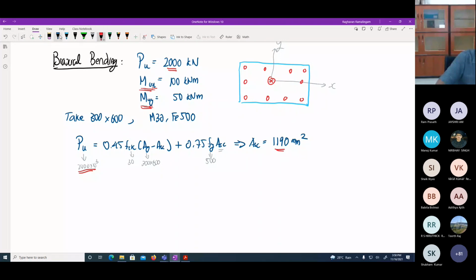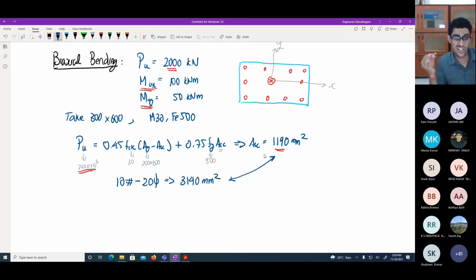So I'll probably say, let me give 10 bars. So 10 numbers, if I say 20 mm, this gives me about 3140 mm square. This is vastly different as compared to this. When you compare, this is really large as compared to what I got, and you may be wondering, should I actually take this much larger reinforcement as compared to what I got?